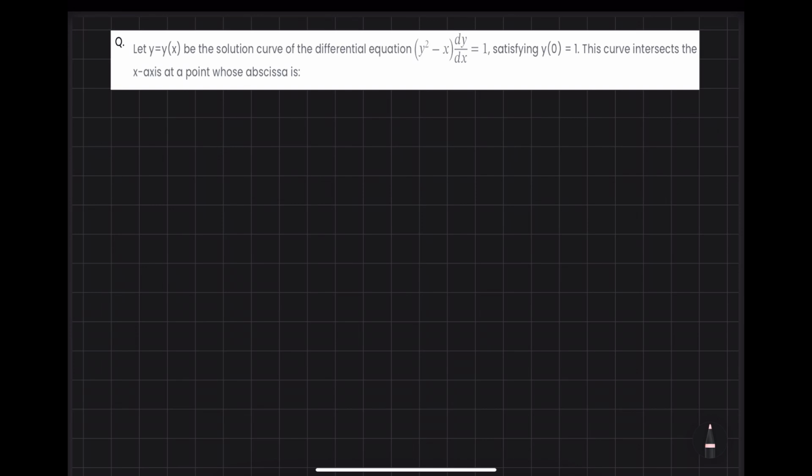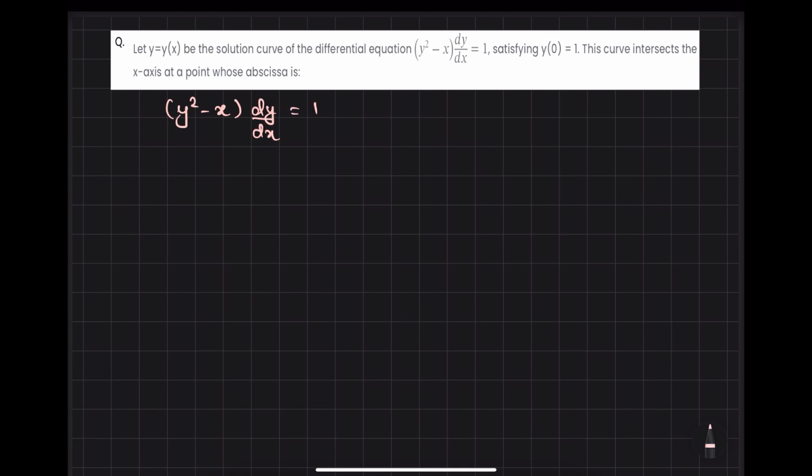So, we have a wholesome new problem which says, let y equals y of x be the solution of the curve of the differential equation. So, this is the differential equation. If you observe, we have (y² − x) dy/dx = 1.